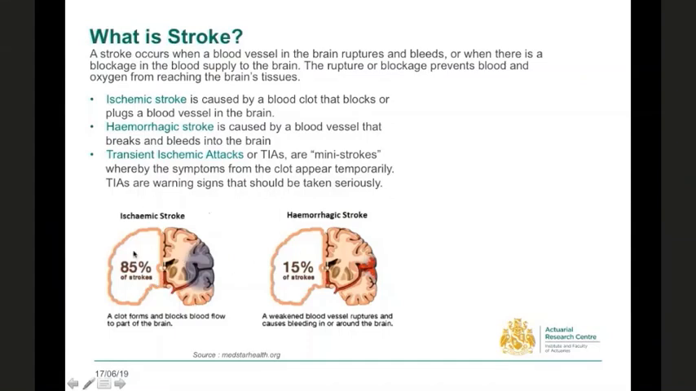The ischemic stroke is caused by a blood clot and is the most common one, occurring in 85% of the cases. The hemorrhagic one is caused by the rupture of blood vessels and bleeding in the brain. Another type is the transient ischemic attack, or TIA, mostly known as a mini stroke. Though they are not termed a serious stroke, we need to take them seriously because they serve as warning signs for future strokes.